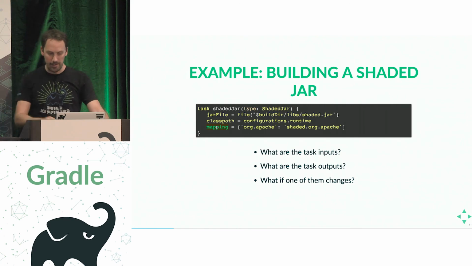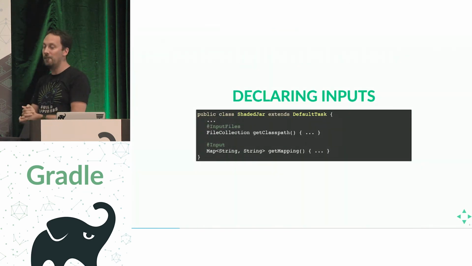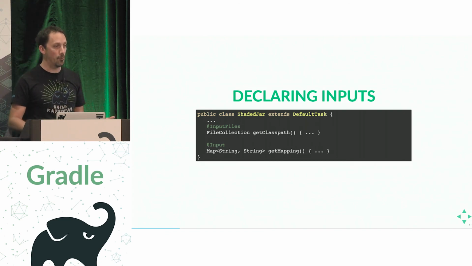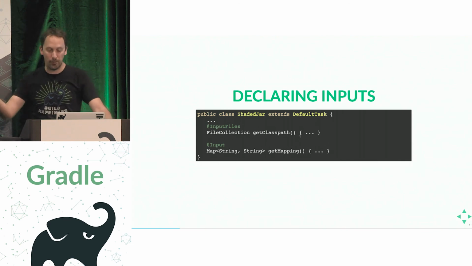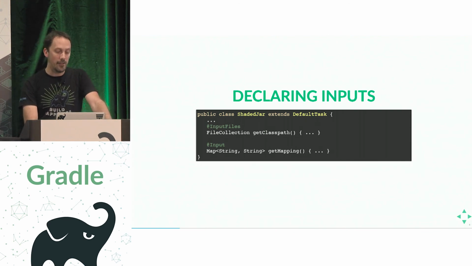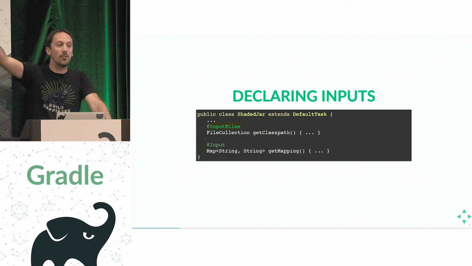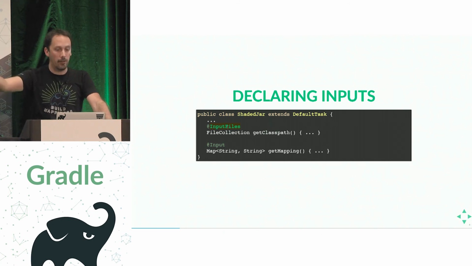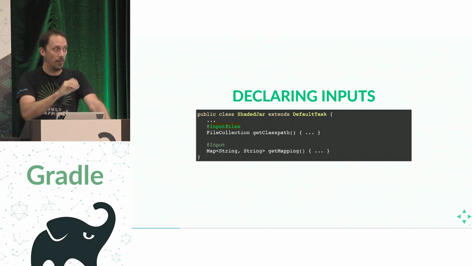So how do you do that? It's actually very easy. You just create a task in whatever language you prefer. In this case, it's just plain Java, and you have to annotate with that simple annotation @InputFiles that just declares to Gradle, hey, this property is an input to my task. So classpath is a file collection, and that file collection can contain dependencies, can contain regular files. It doesn't matter. All that Gradle cares about is that it is an input.